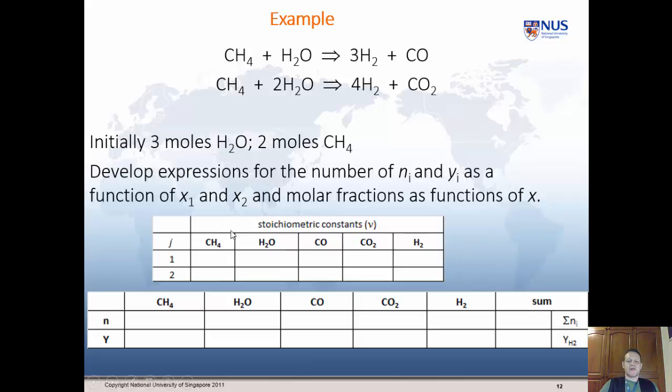Sorry, we'll start again, shall we? Your stoichiometric constants for reaction 1 will appear here. So that's as before, 1, 1, 3, 1. And for reaction 2, 1, 2, 4, 1. Of course, the methane and water will have minus signs in front of them, and the products on the right will have plus signs in front of them. So you've got your initial numbers of moles, so you can now calculate your numbers of moles along here.